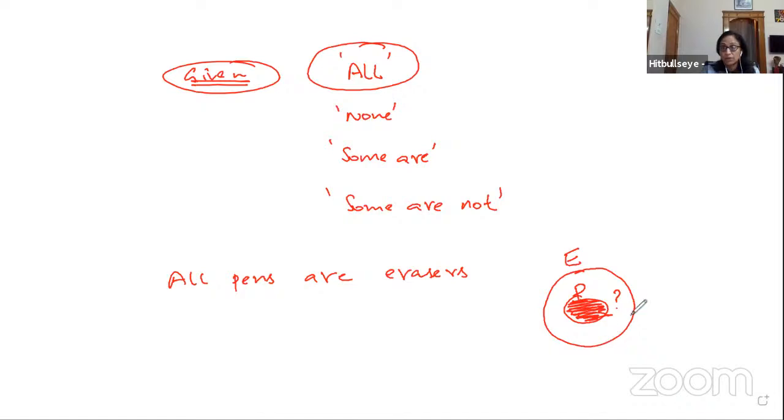The question has not told me. Is there something belonging to this category? I don't know. The question has only told me that all pens are erasers. So I only know that pens are completely enclosed in the category of erasers. If there is something here or not, I don't know. Is this clear, everyone? Putting this question mark is extremely important.